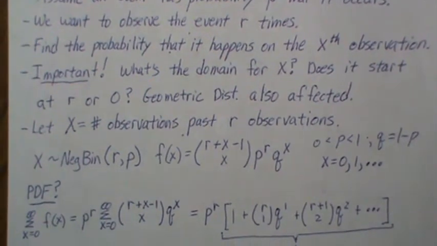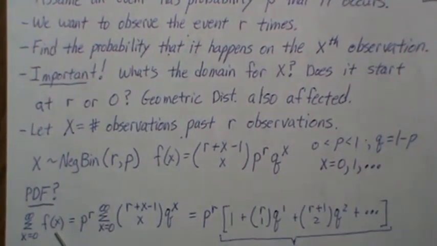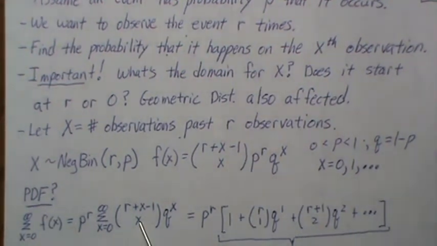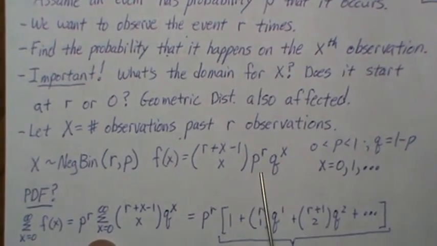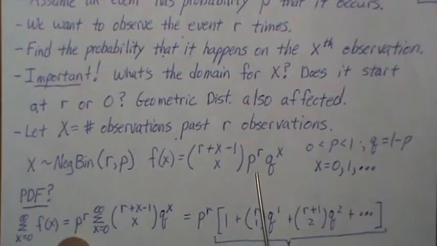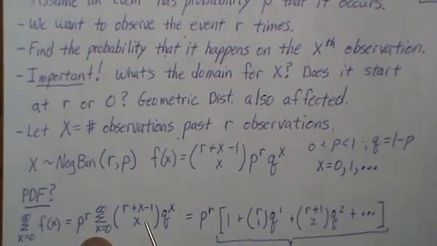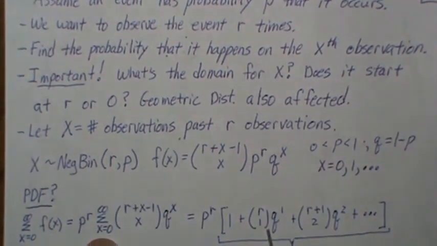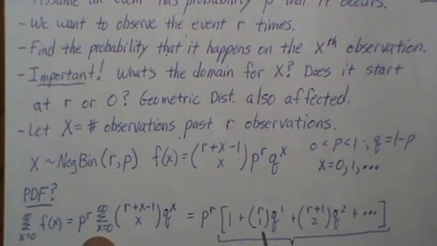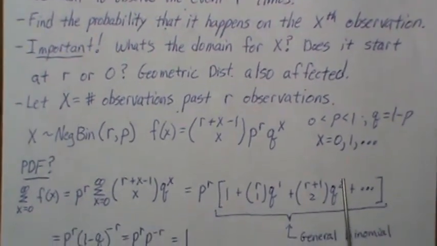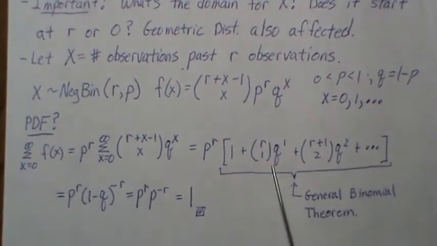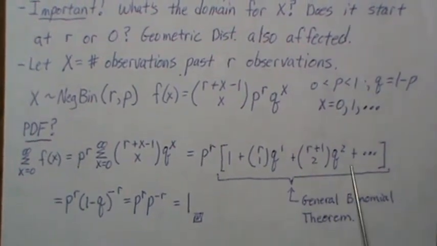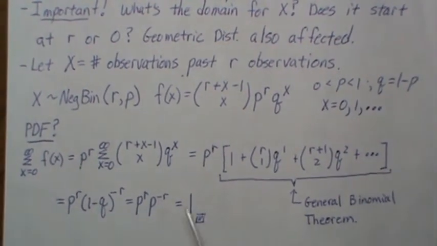Now, is it a PDF? What we do is take our probability mass function and sum it over all possible values from 0 to infinity. Since P to the R is not indexed by X, we take it out of the sum and we sum this. If we look at a few of these cases, when X is 0, it's 1. When X is 1, it's this. When X is 2, it's this. This is what's called a general binomial, and there's a general binomial theorem. I actually have a video that describes how we go from here to here.